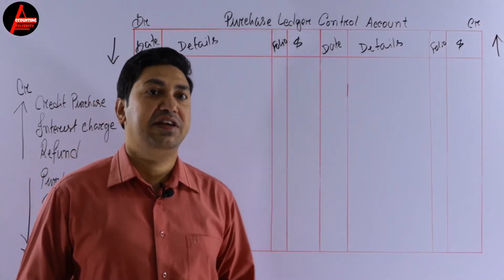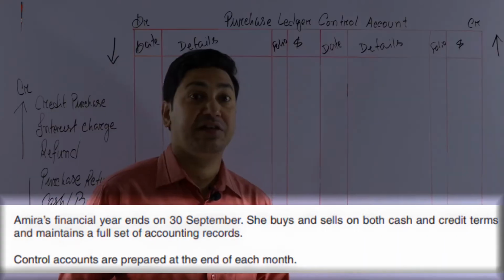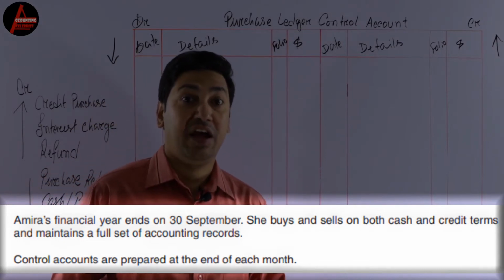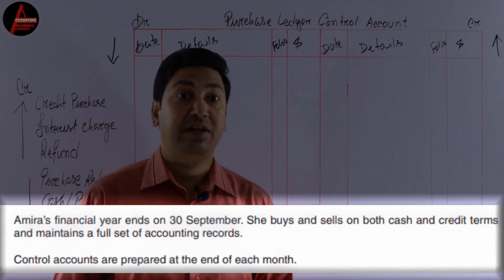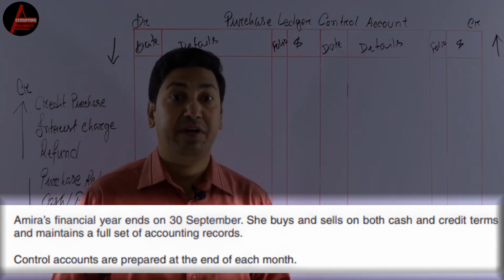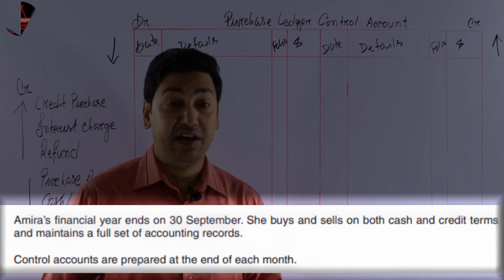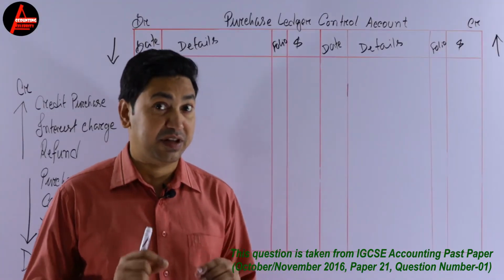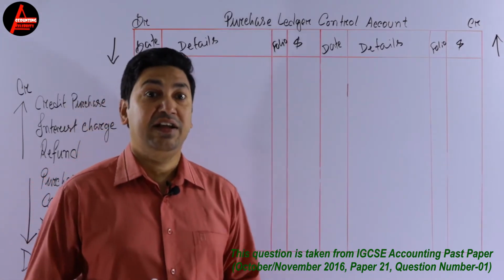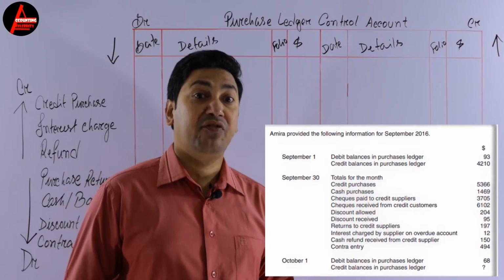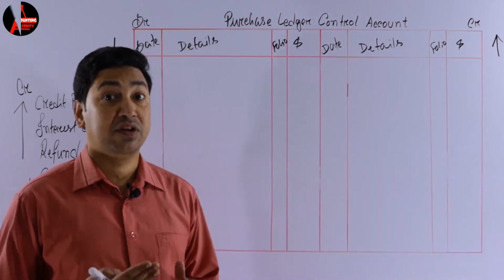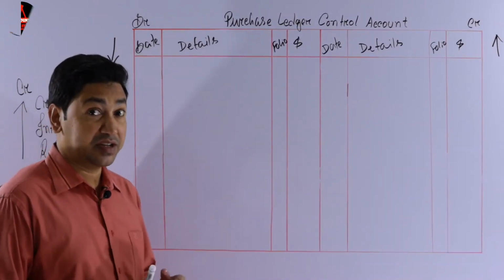Okay, look at the question here. Amira's financial year ends on 30 September. She buys and sells on both cash and credit terms and maintains a full set of accounting records. Control accounts are prepared at the end of each month. That means monthly she used to prepare this control account. Amira provided the following information for September 2016. That means for the month of September, you need to prepare this control account.